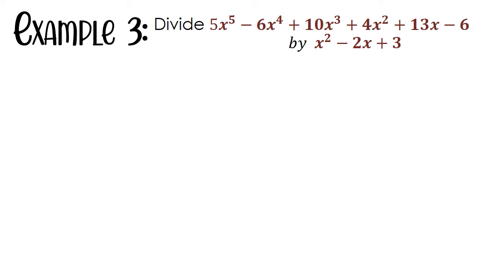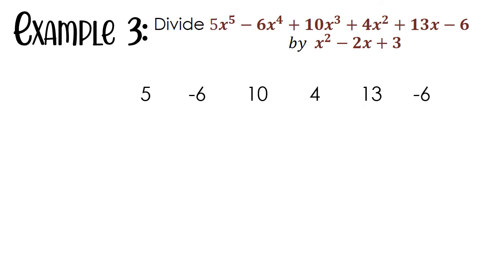Now let's have example number 3. Divide 5x raised to 5 minus 6x raised to 4 plus 10x cubed plus 4x squared plus 13x minus 6 by x squared minus 2x plus 3. Again, our first step is to get the coefficients of our dividend, which are 5, negative 6, positive 10, positive 4, positive 13, and negative 6.